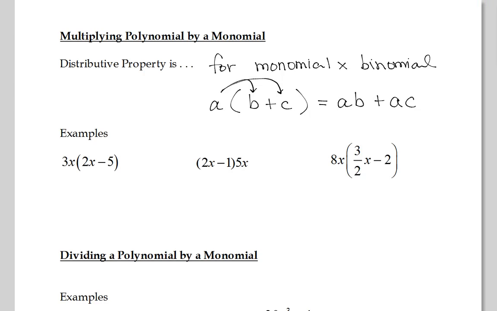So you have 3x times 2x. Well, 3 times 2 is 6, and then x times x is x squared. And then 3x times 5 is negative 15x. You guys feel okay about the distributive property for monomial by binomial? Now on the second example, the product is just on the other side, so you can just think of it coming in this way. 5x times 2x, 10x squared, and then 5x times negative 1, negative 5x.